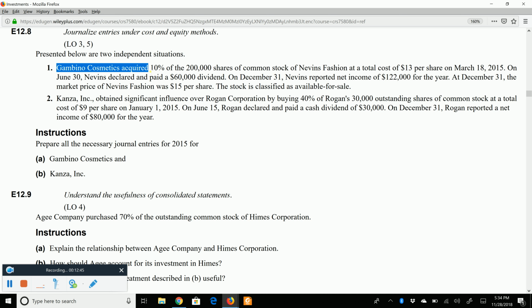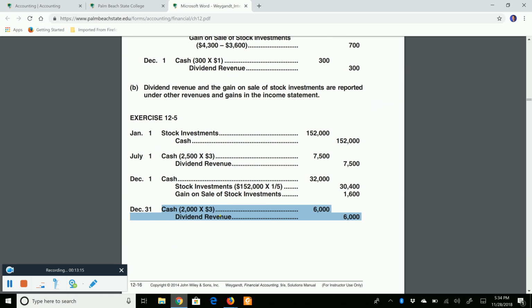They acquired 10% of the 200,000 shares of common stock of Nevins Fashion. Now, once again, 10% of the other company. Since we're between 0 and 20%, we are going to use the cost method for a total of $13 per share. So 10% of 200,000, that would be 20,000. So we bought 20,000 shares, and we bought them for $13 per share.